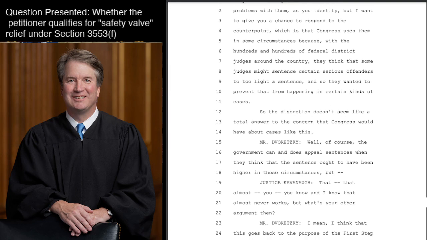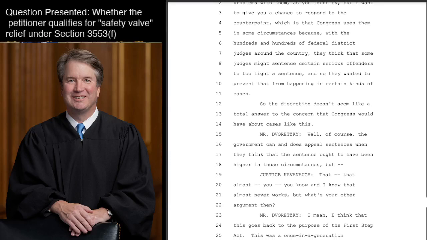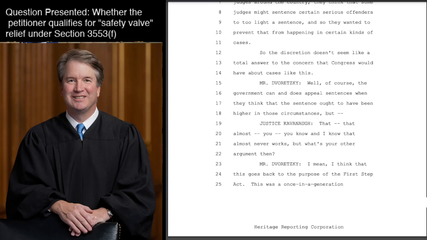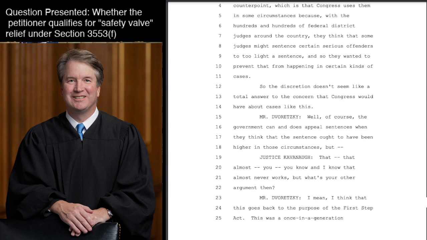Well, of course, the government can and does appeal sentences when they think that the sentence ought to have been higher in life. You know, and I know that almost never works. But what's your other argument then?